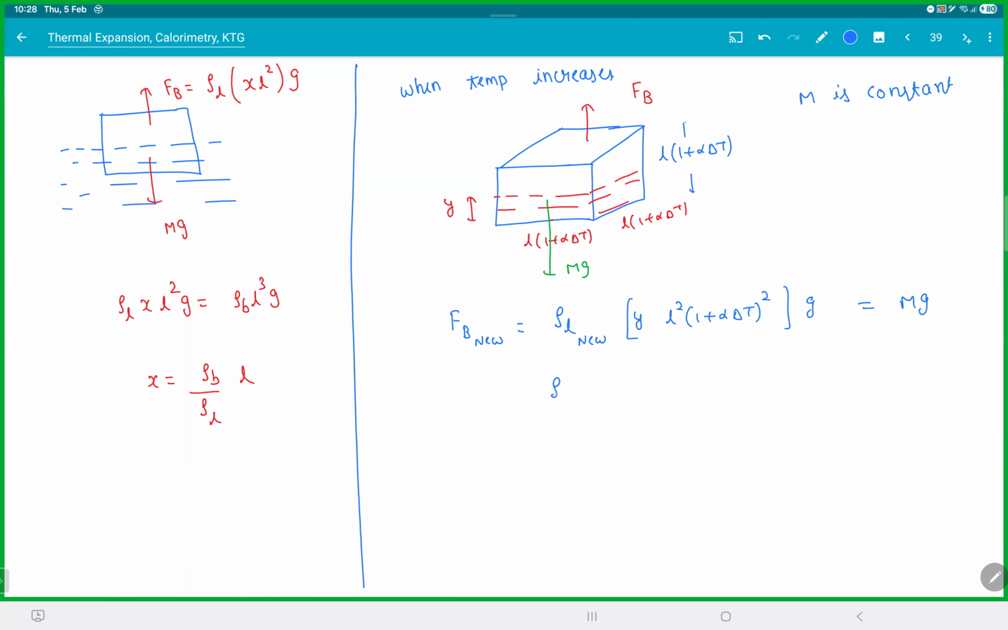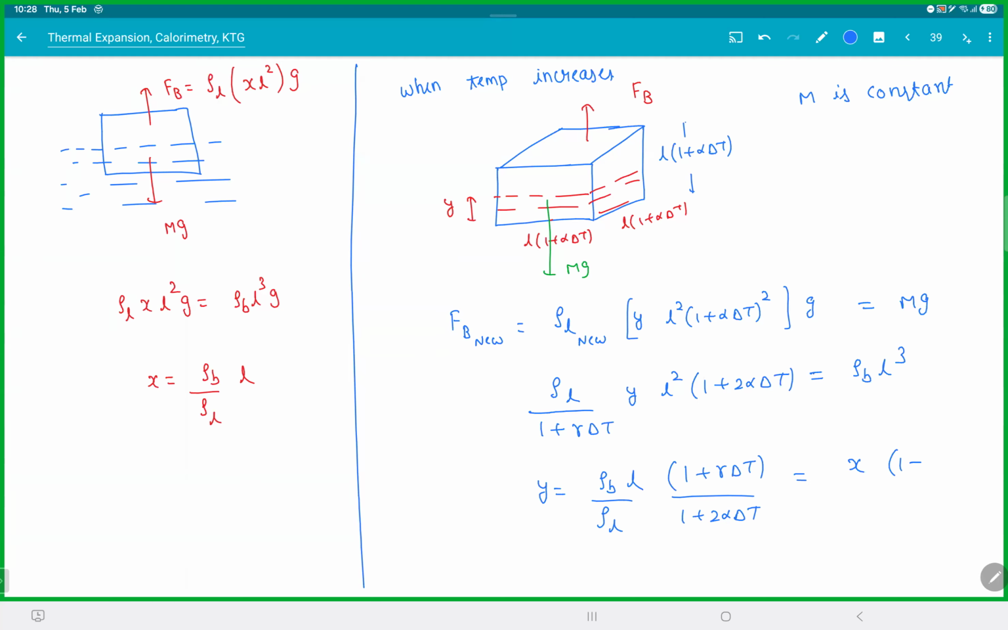What is the density of the new liquid? The old density rho L by 1 plus gamma delta T. This will be y L square. You can use binomial approximation: 1 plus 2 alpha delta T, the alpha squared delta T squared term will be 0. m will be rho B into L cube because that was the initial mass. From here, you'll get y is equal to rho B into L by rho liquid, 1 plus gamma delta T by 1 plus 2 alpha delta T, which is nothing but x into 1 plus gamma delta T by 1 plus 2 alpha delta T. It's 2 alpha there. It's not 3 alpha.